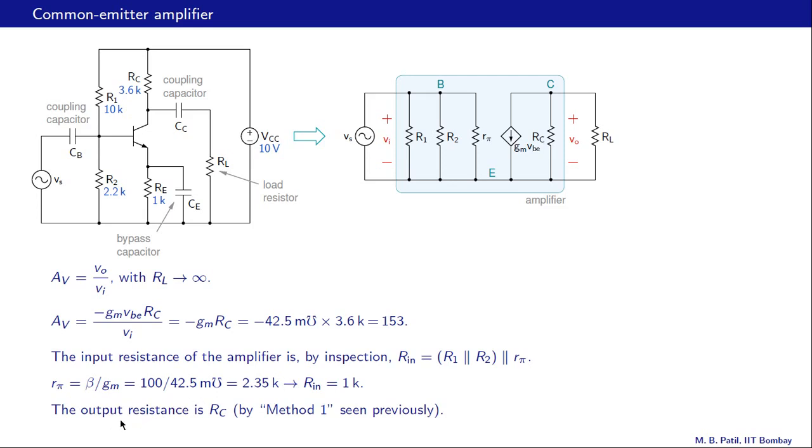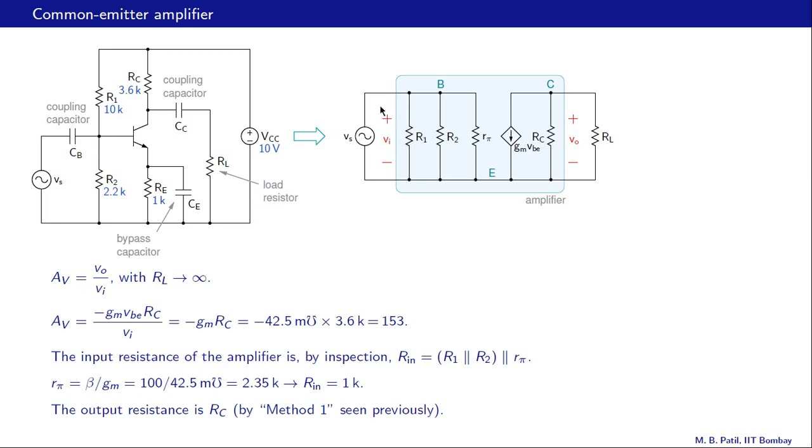Let's now find the output resistance, and we will use method 1 that we have seen previously. And what is method 1? What we do is deactivate this input voltage source. That means we replace it with a short circuit, and then we look from the output port.